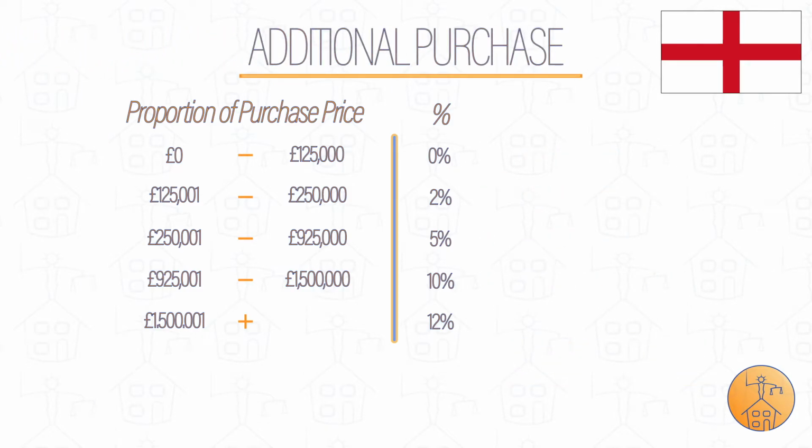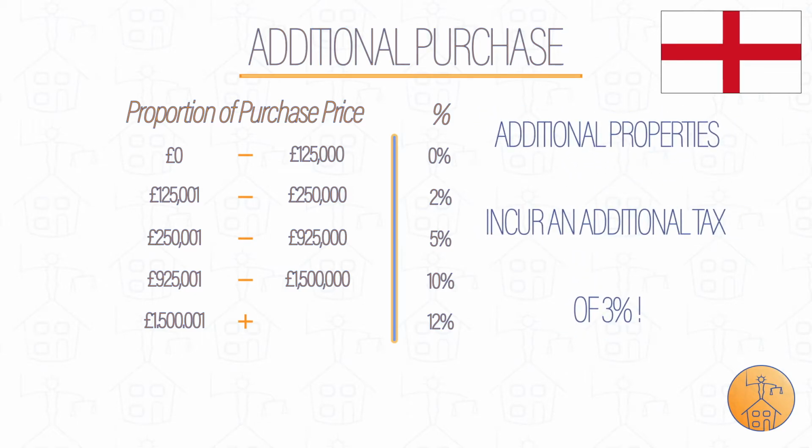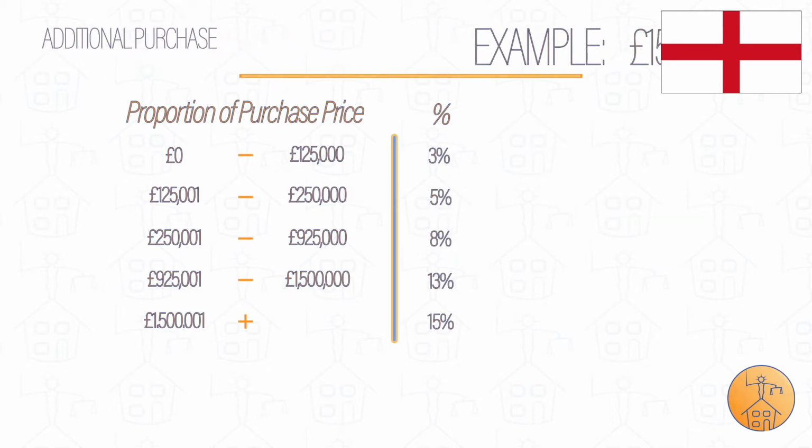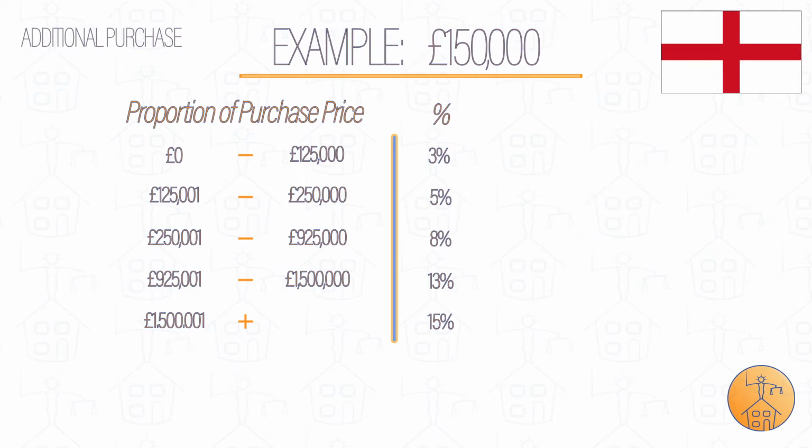Since 2016, if you own a property and you are buying an additional dwelling, you have to pay a further 3% of the stamp duty. So the tax rates all jump up by 3%. So if we go back to our examples, the first example where we're buying for £150,000, the first £125,000 is now charged at 3%. The next £25,000 is charged at 5%.